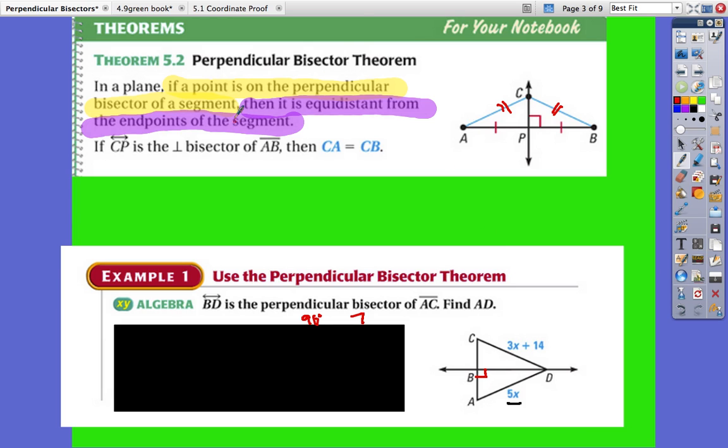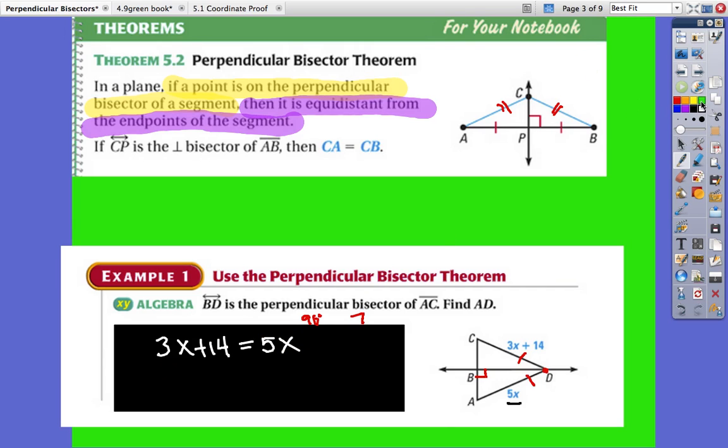We just learned from the perpendicular bisector that if a point is on the perpendicular bisector, then it's equidistant from the endpoints. So since this is the perpendicular bisector, point D is equidistant to A and C. So that means AD is congruent to DC. Since these two sides are congruent, I can take these equations and set them equal to each other. So I can do 3x plus 14 equal to 5x. And the rest is algebra.